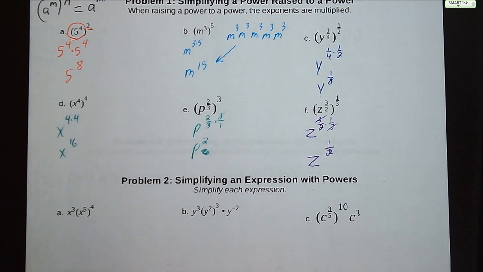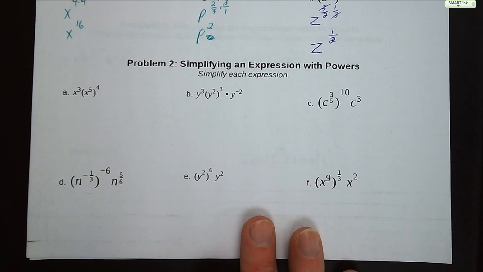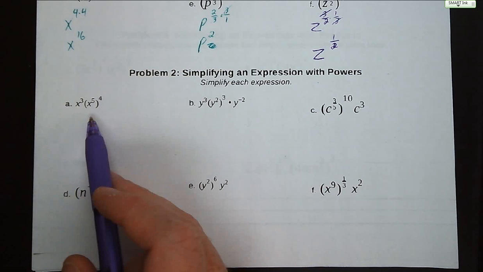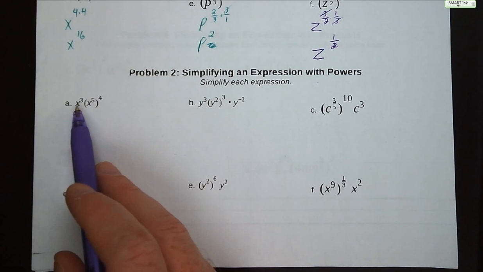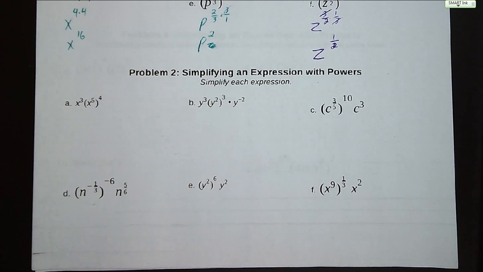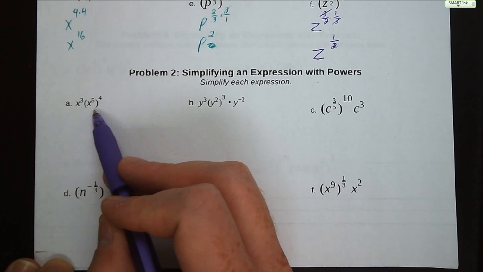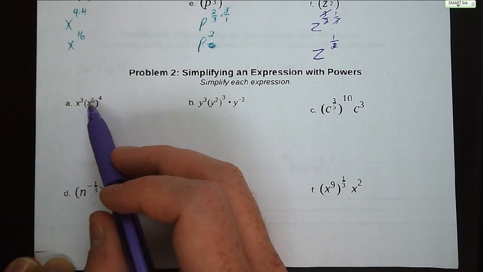Okay. So problem 2 complicates things a bit. In this problem, we've got more than just one power involved. So we've got a power being raised to a power, but we also have the product of two powers. So in this case, you're going to want to simplify all of our product to a power or power to a power first. Anything that has the parentheses, we want to take care of that first. If you think back to your order of operations rules, we're going to take care of parentheses and exponents first. So the first thing that we want to take care of is this x to the 5th being raised to the 4th power.